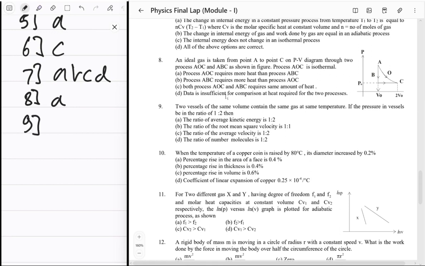Next. Ninth: two vessels of same volume contain same gas at same temperature, pressures in vessels in ratio 1:2. Okay, same volume, same temperature, same moles? No, only volume and temperature are the same, pressures in vessels are 1:2, so moles will be 1:2 as well. Ratio of average kinetic energies is 1:1, right? Average, because it is per molecule, yeah, of course. Wait, you wouldn't take the average of the total kinetic energy, whatever. Okay, ratio of the root mean square velocity is 1:1. Depends, how your masses are, everything depends on that. Ratio of average velocity is 1:2.